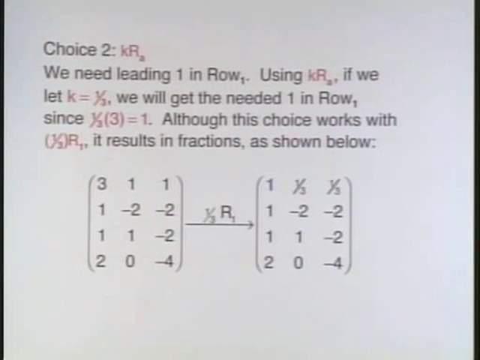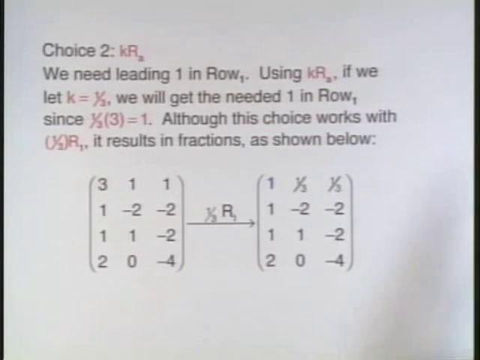Choice 2, a constant times row A. We need a leading 1 in row 1. Using the command k times RA, if we let k be 1/3, we will get the needed 1 in row 1 since 1/3 times 3 gives us 1. Although this choice works with 1/3 times R1, it results in fractions as shown below.